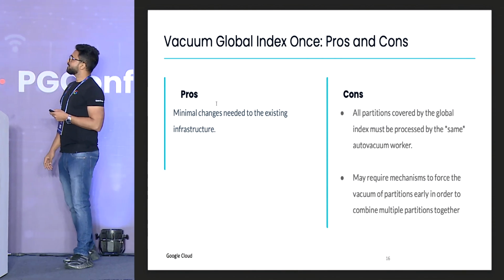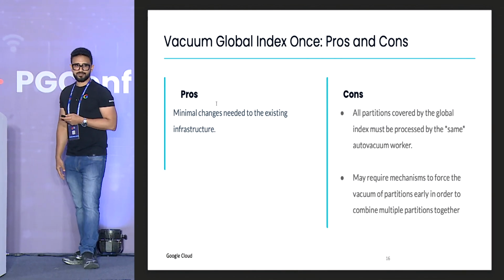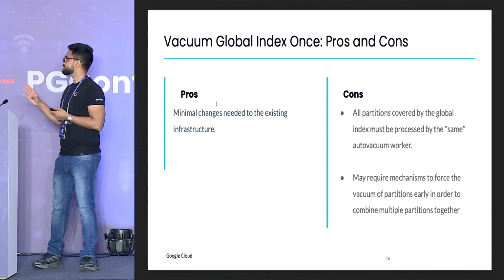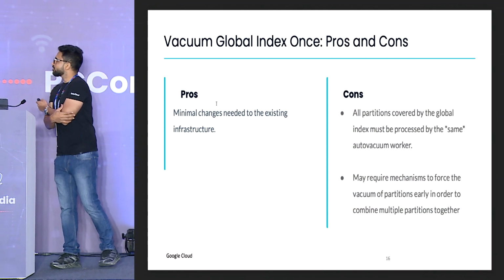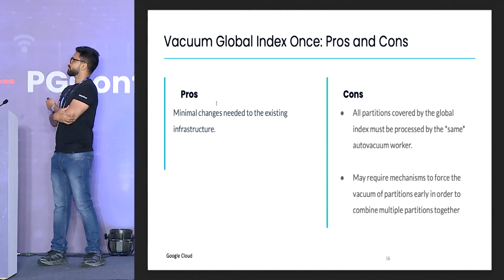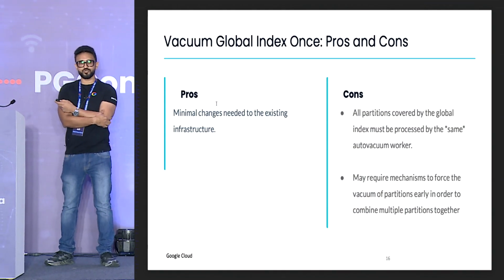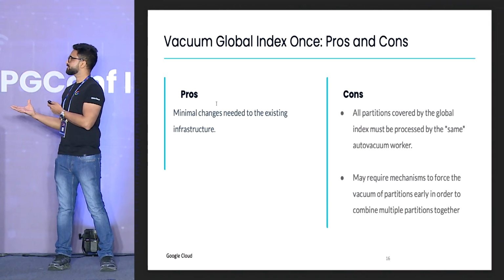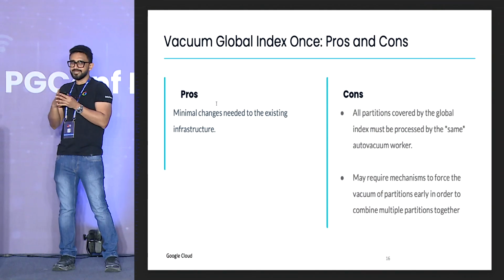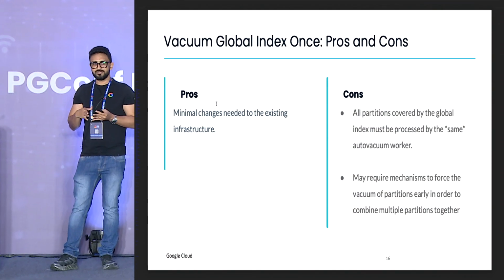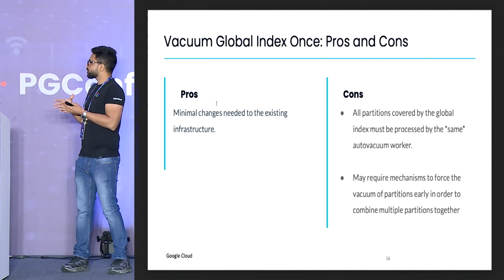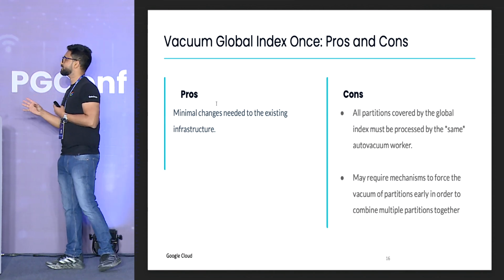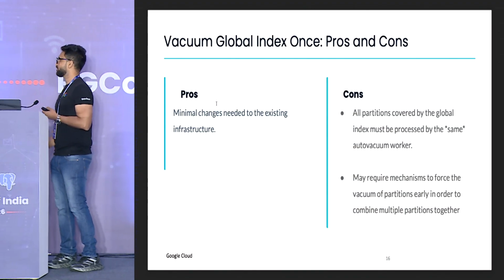What is the advantage of this approach? It just needs a restructuring of the code. We don't need a lot of new infrastructure for implementing that, right? We just need to ensure that when we vacuum a partition which has a global index, we combine all those partitions together, collect the dead TIDs, store them somewhere, and then vacuum the global index. Although the code changes will be huge, no new infrastructure needs to be added.